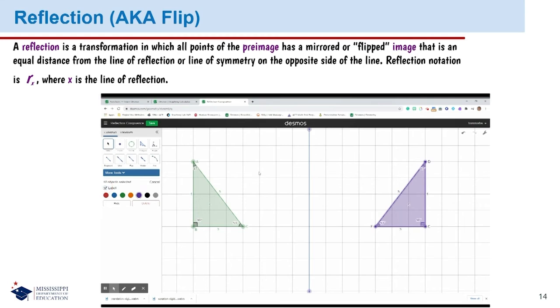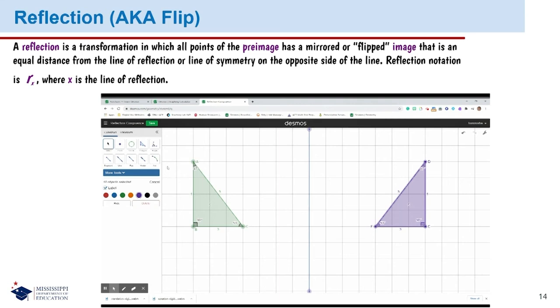Okay. Again, angle A is congruent to angle D. Angle B is congruent to angle E. Angle C is congruent to angle F. Line segment AC and line segment DF are congruent. Line segment AB and line segment DE are congruent. Line segment BC and line segment EF are congruent.